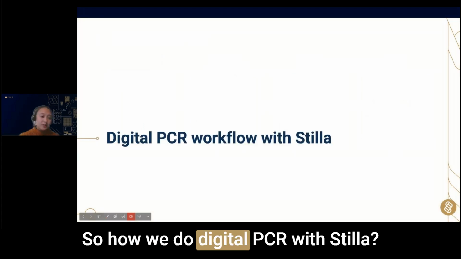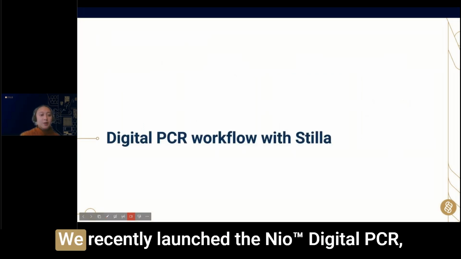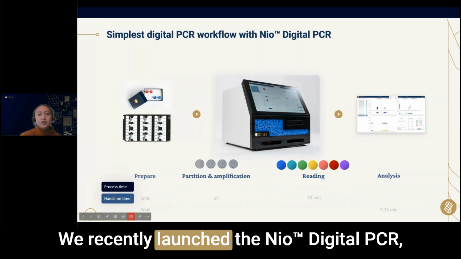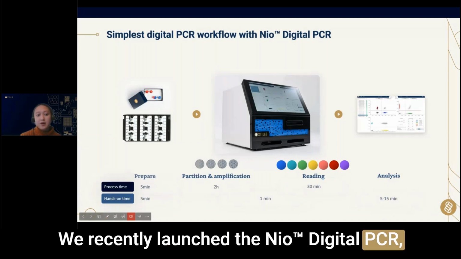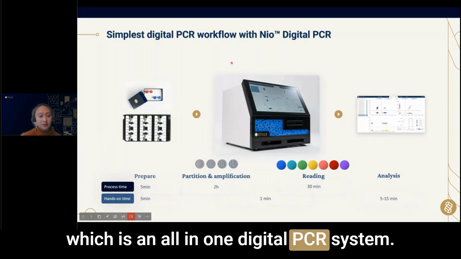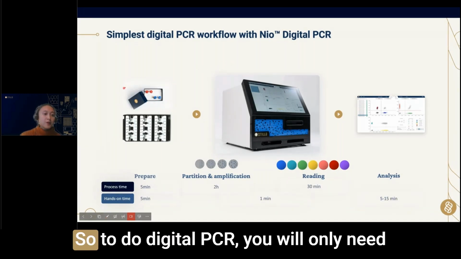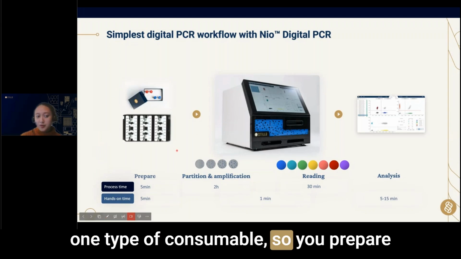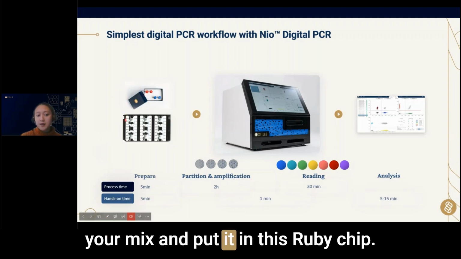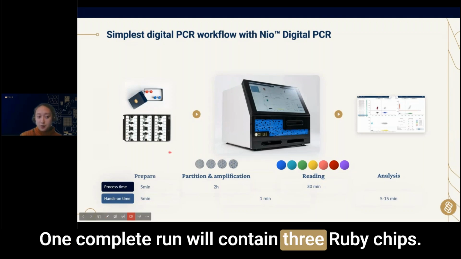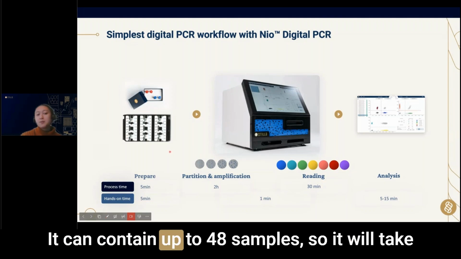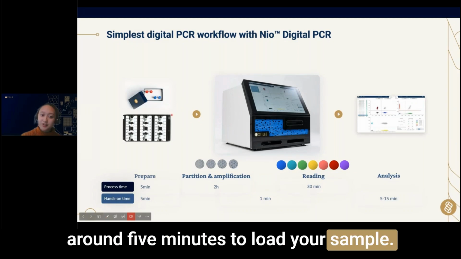So how do we do digital PCR with Stilla? We recently launched the Nio Digital PCR, which is an all-in-one digital PCR system. To do digital PCR, you will only need one type of consumable. So you prepare your mix and put it in this Ruby chip. One complete run will contain 3 Ruby chips. It can contain up to 48 samples. It will take around 5 minutes to load your sample.